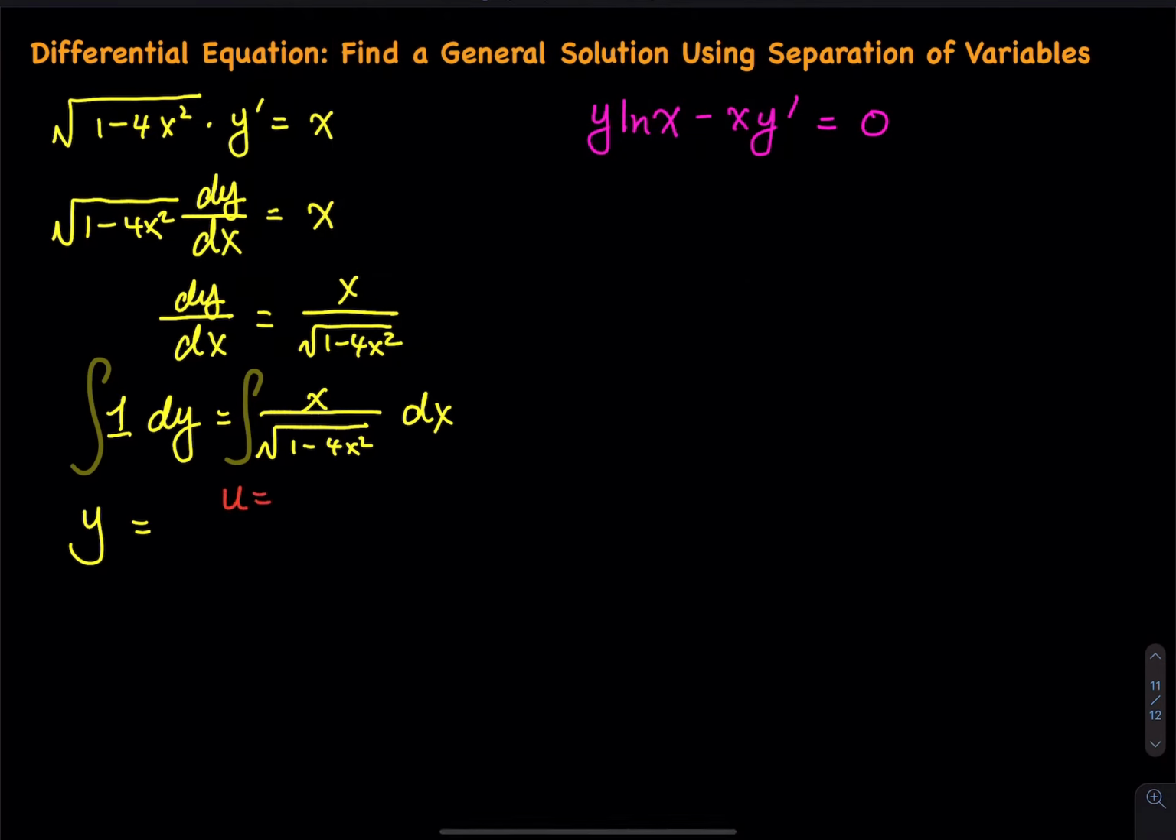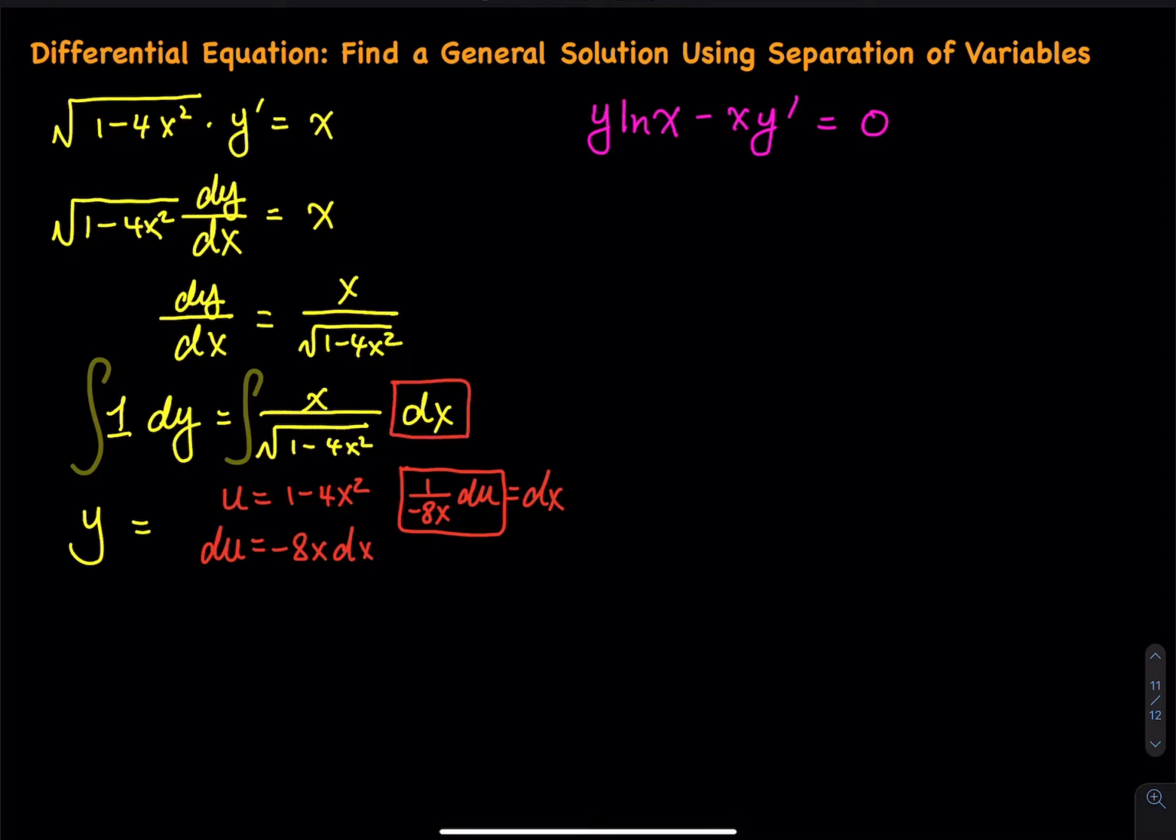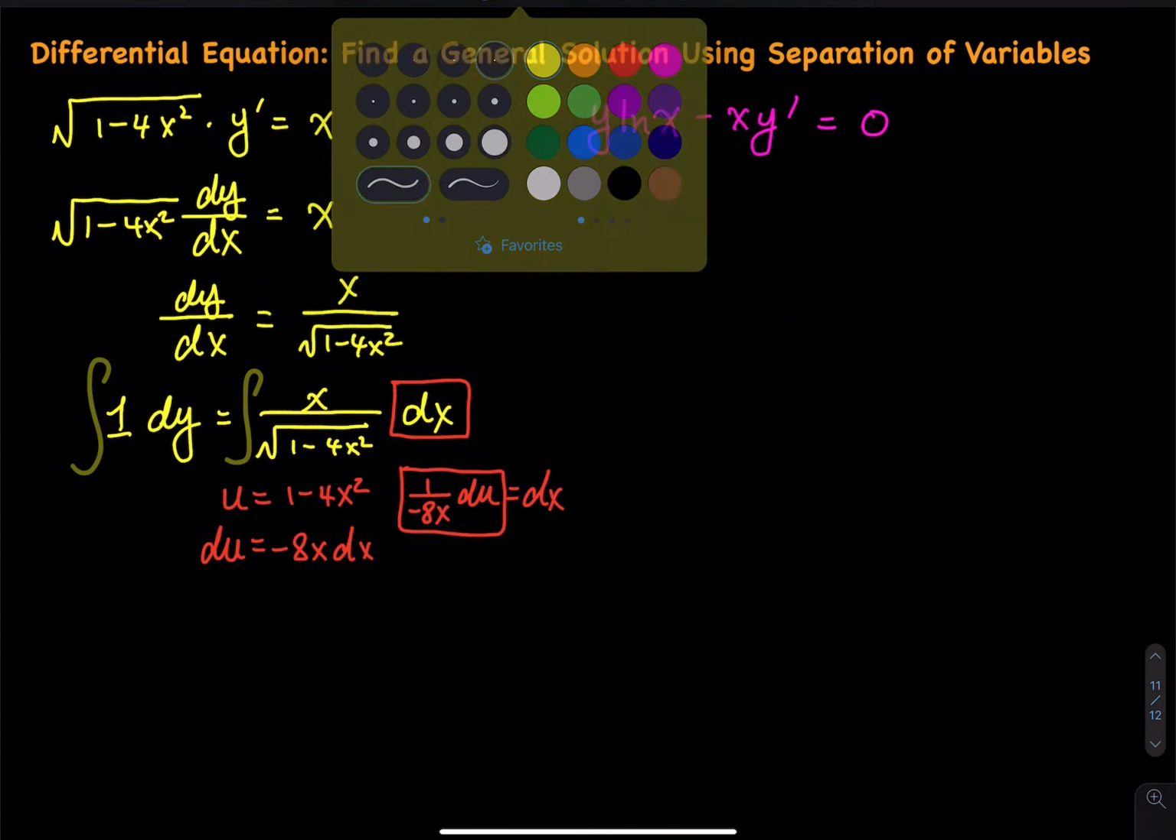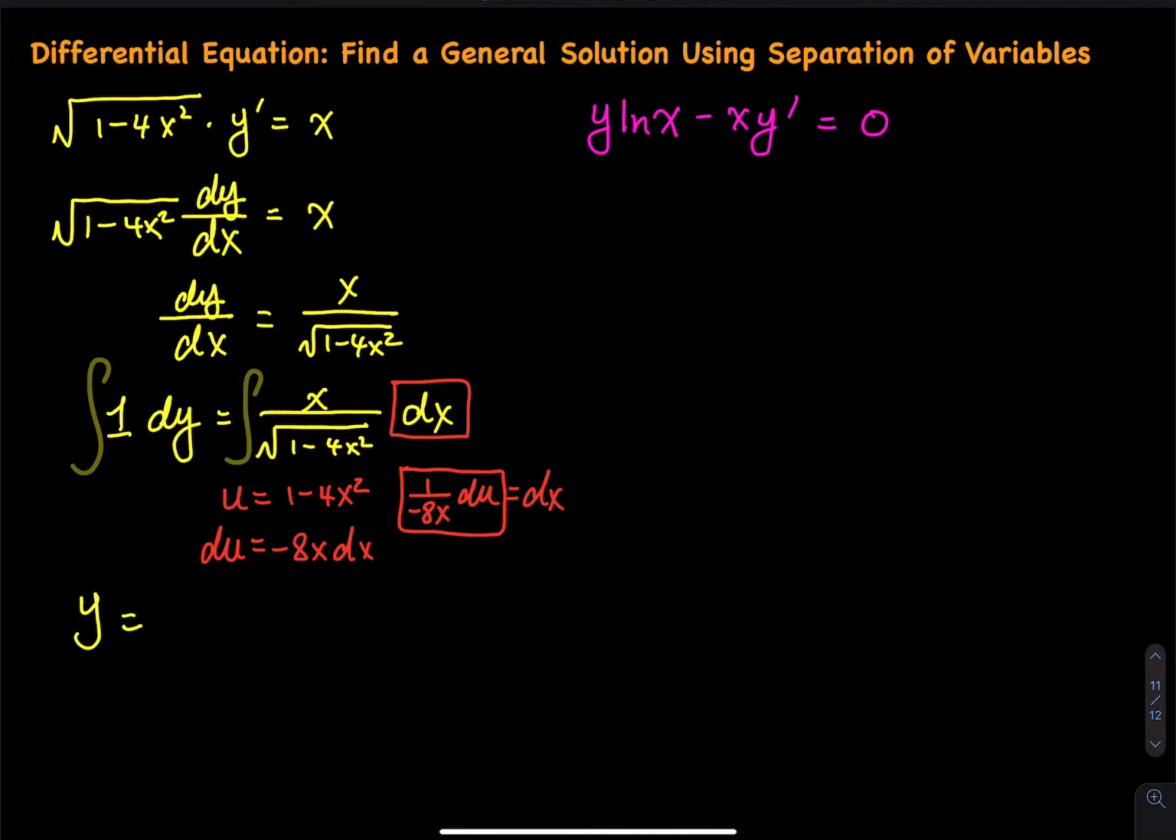So let's do the u substitution in red. We let u equal 1 minus 4x squared. du is equal to negative 8x dx, and then 1 divided by negative 8x. Negative 8x dx, and then we put a 1 over negative 8x du equals dx, and then we do a change of variable. We replace the dx with this. So now we have y equals the integral of 1 divided by negative 8x, and then we have x divided by the square root of u du. And then the x got cancelled, of course.